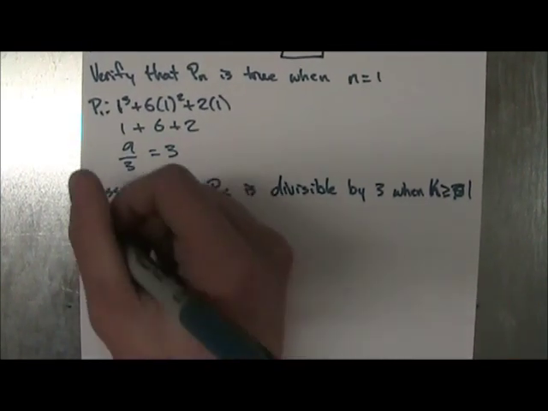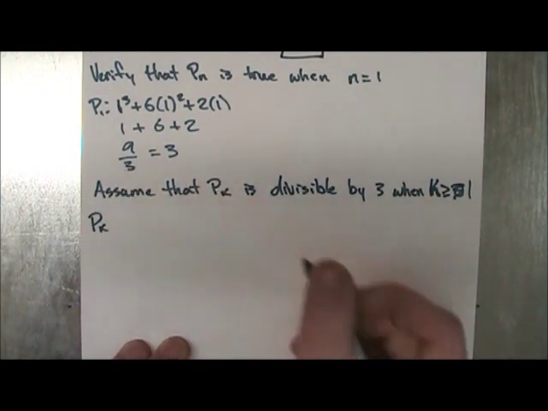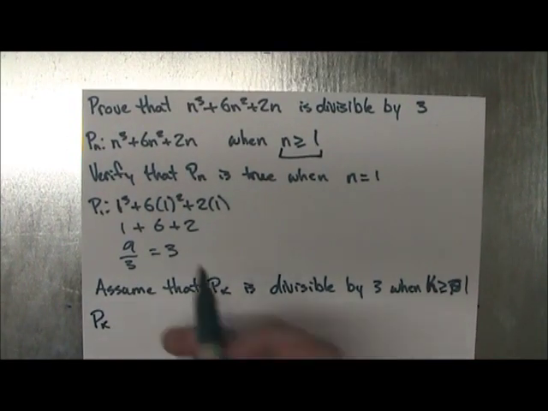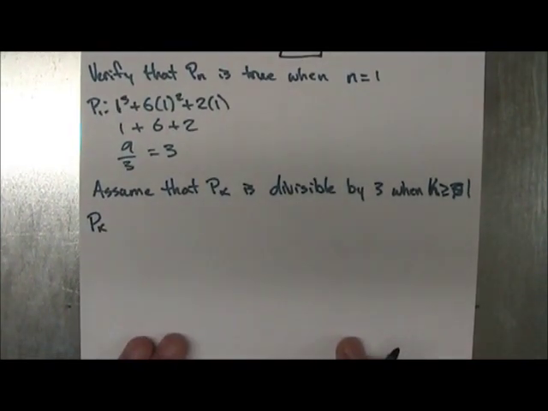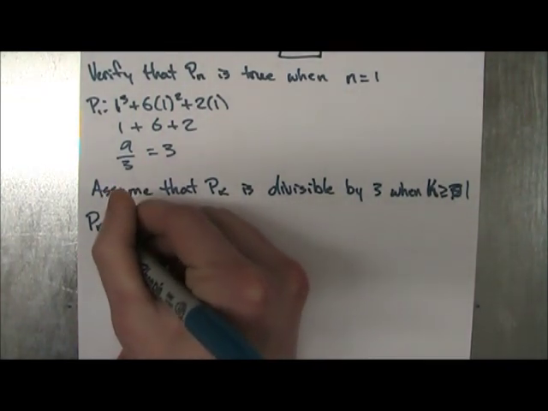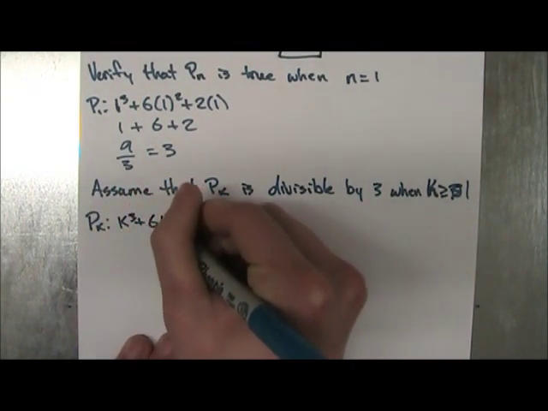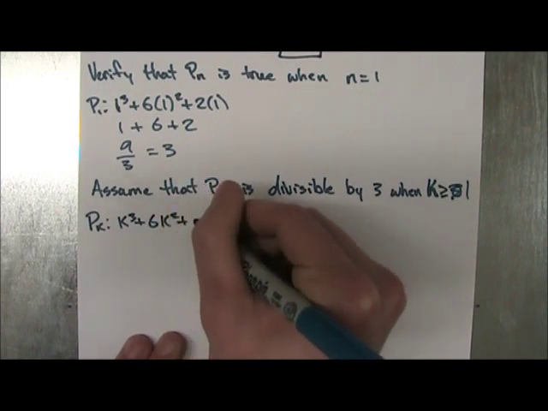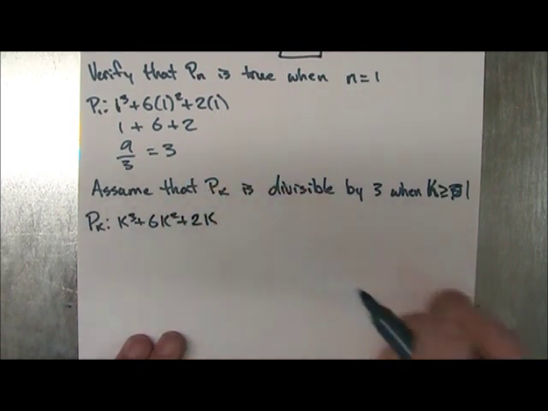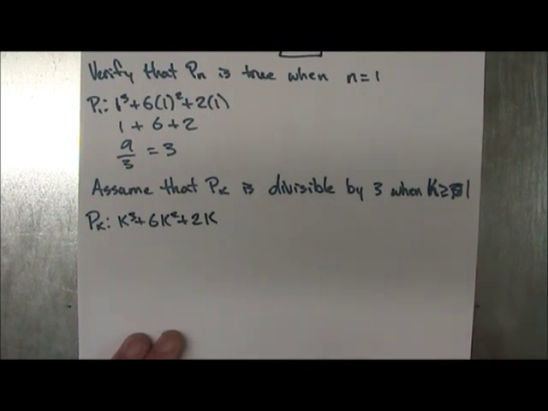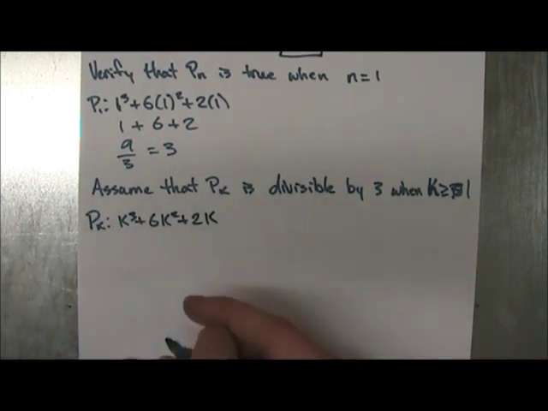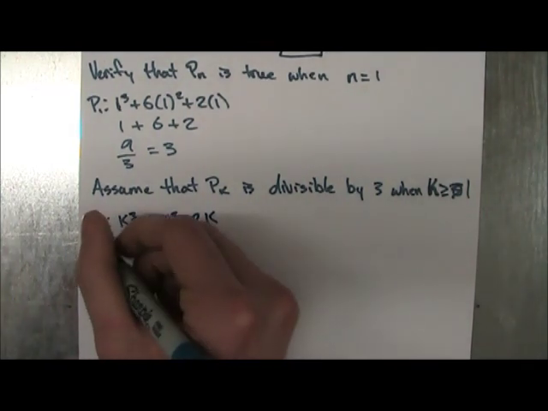Anyway, for Pk, remember we're just going to replace n from Pn with k. And all this is saying is that we're assuming that Pk is divisible by 3. Even though we didn't verify for every integer, we're just assuming that, and you just have to accept that. It comes in handy for our next part, if you remember.